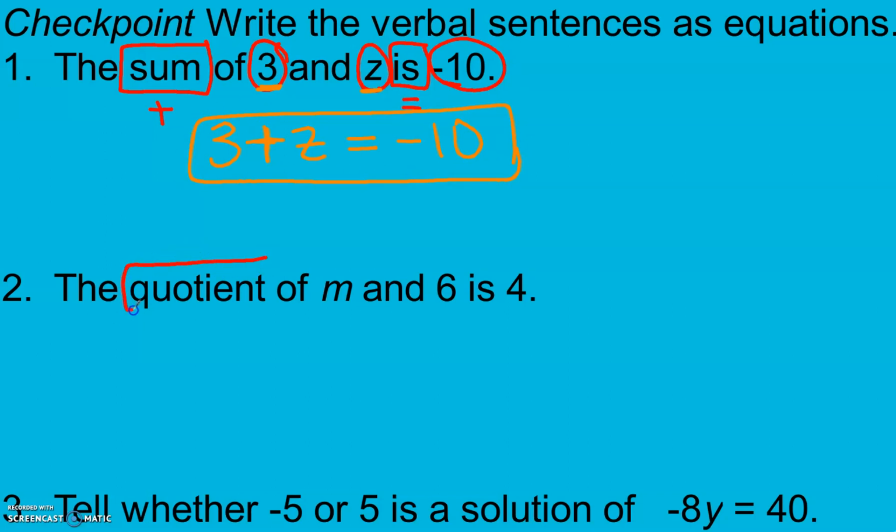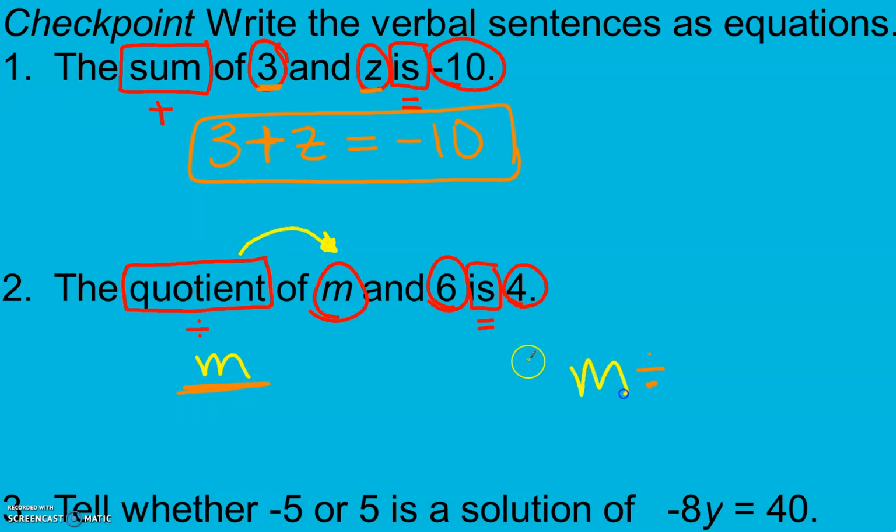The quotient of m and 6 is 4. Quotient means we're going to divide. So again, when we have quotients, we can either write them as a fraction, or I can write them with division. My numbers have to go in order, so "of m" means m goes first, and 6 goes second, and "is" means equals 4. So either one of those would have worked.